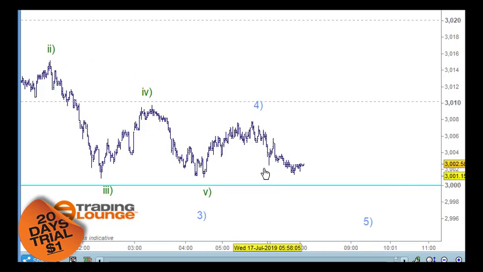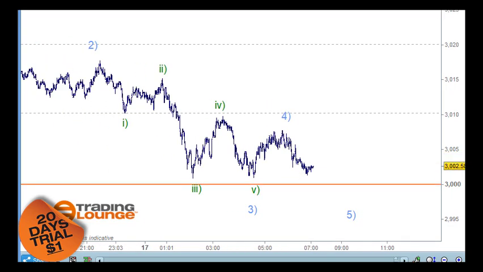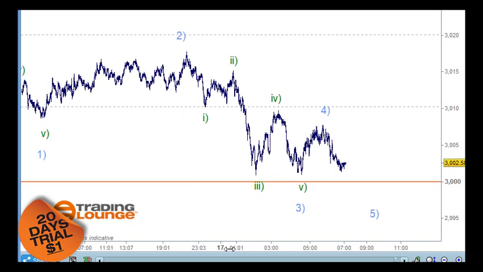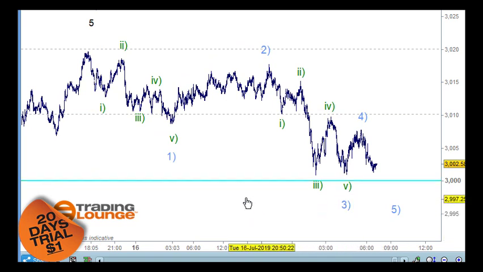Let me just check on that here. Possibly 5 waves up, but 1, 2, 3, 4, 5. So we do need to confirm 5 waves down from the top here in terms of wave 1 here and 2 here and 3 here and 4 here and 5 here.